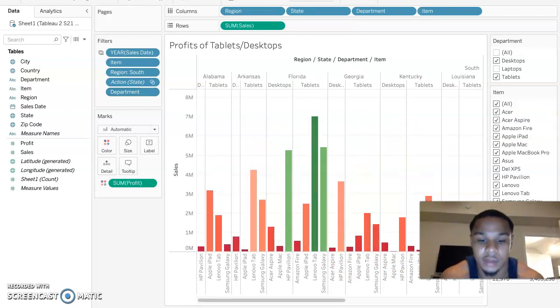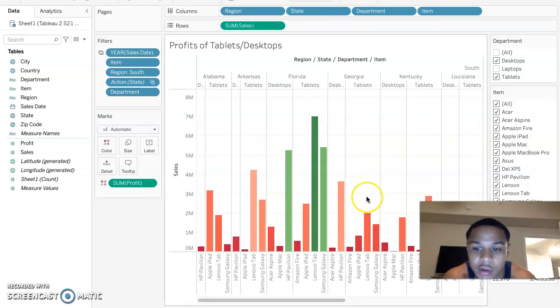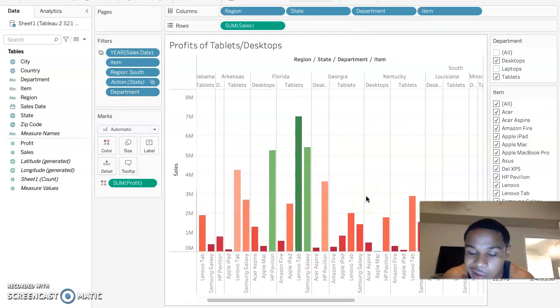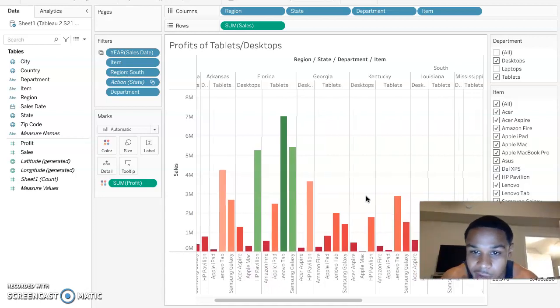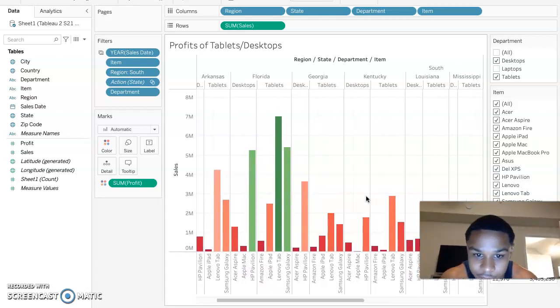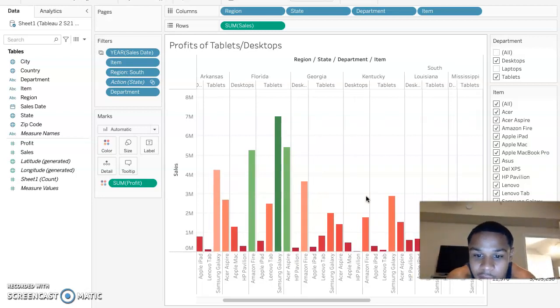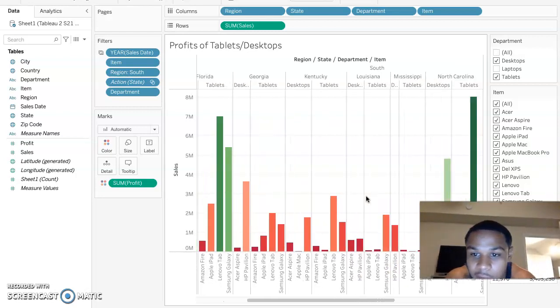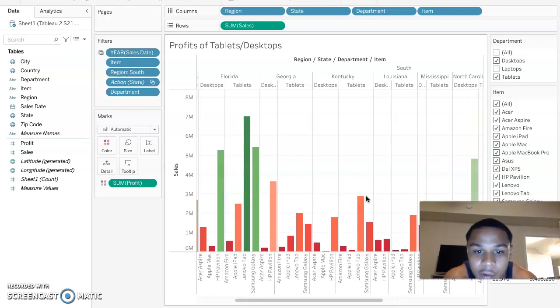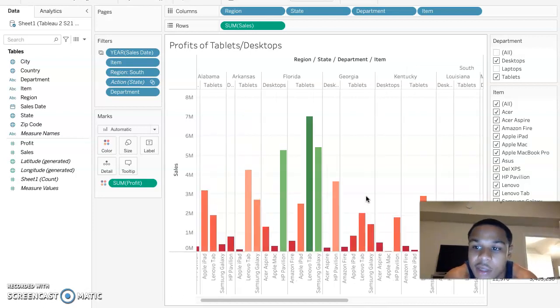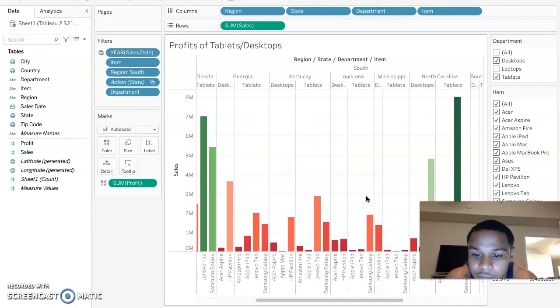In this view, we just highlighted the desktops and tablets departments, and showed that in fact all the worst performing states had lower desktop and tablet sales and profits, while the better performing states had higher desktop and tablet sales.